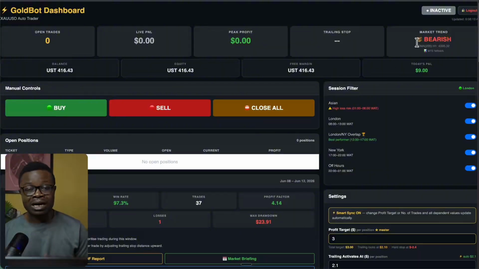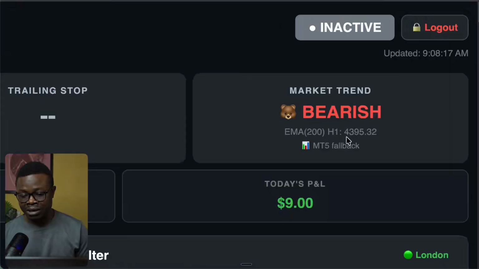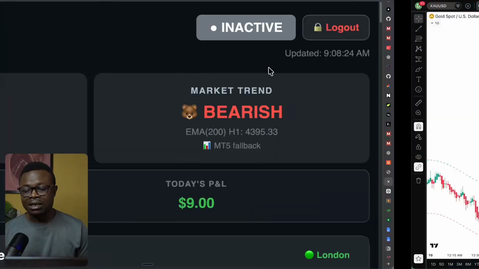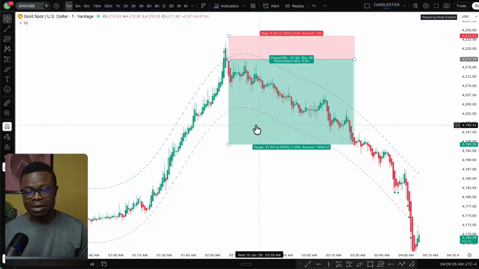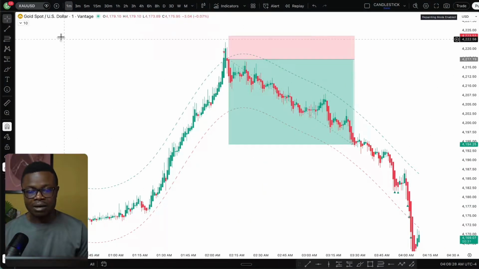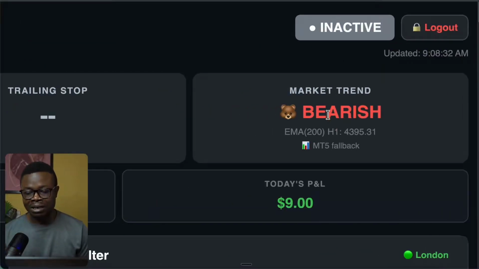And then we equally added the EMA. Right now it is telling us, I think this is on the 1 hour time frame, that the EMA is bearish, and you can equally see that with what is happening in the market right now. Currently we're on the 1 minute anyway, but the EMA on the 1 hour is telling us that the market is bearish. I'm using the 200 EMA, as you can see right here, to tell us the trend of the market, if it is bearish, if it is bullish and all of that.